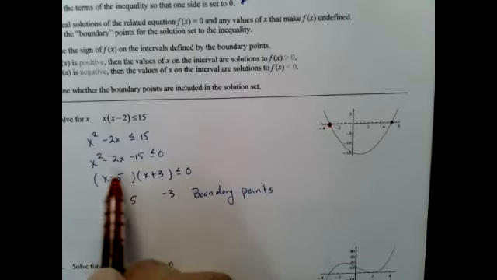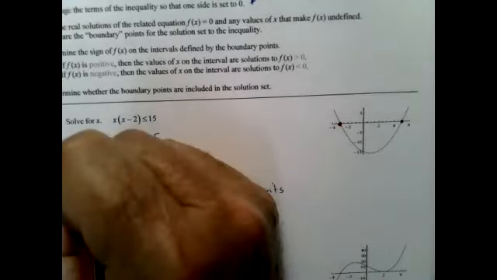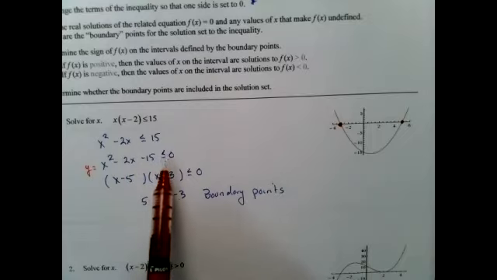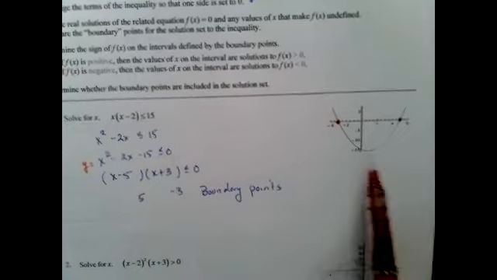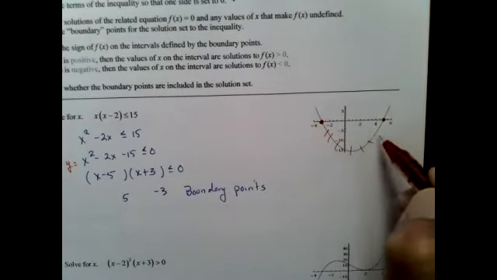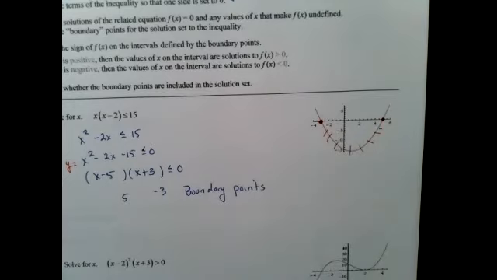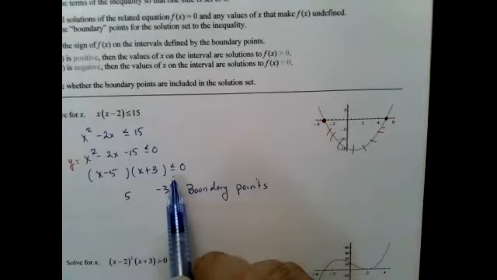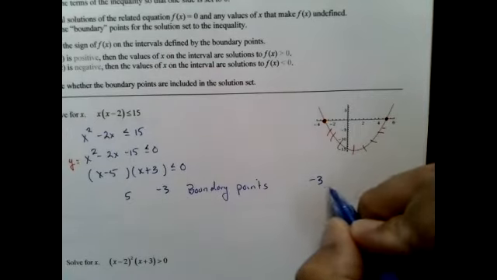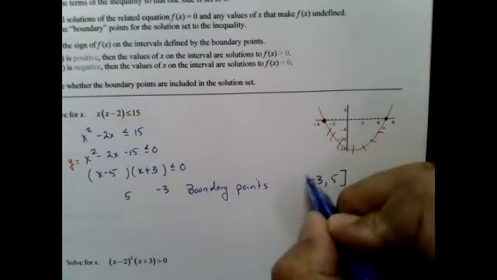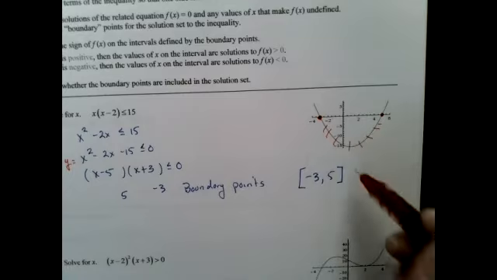Now, this x squared minus 2x minus 15, that's like my y equals kind of deal. And I want to know when my y's are less than or equal to 0. So if I come over here and ask, when is y less than or equal to 0? I'm talking about the values from -3 to 5 inclusive, because it's less than or equal to 0. Final answer, there it is.